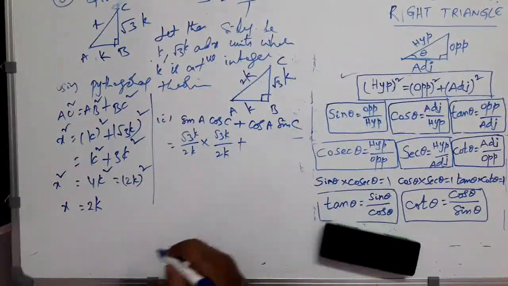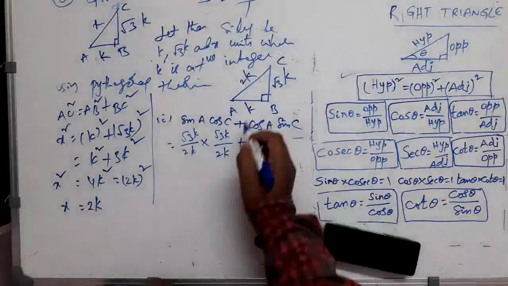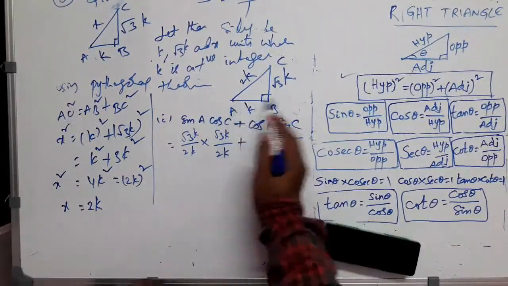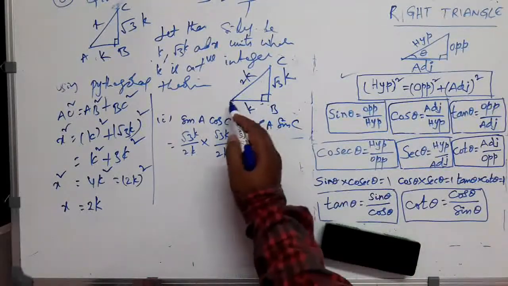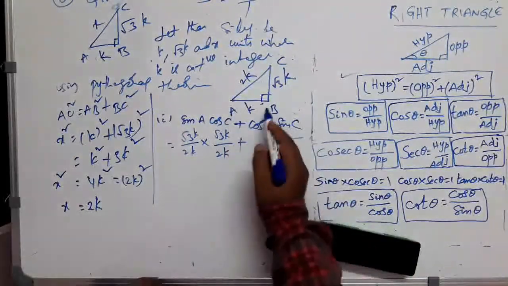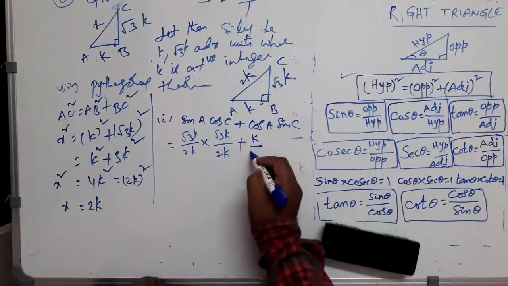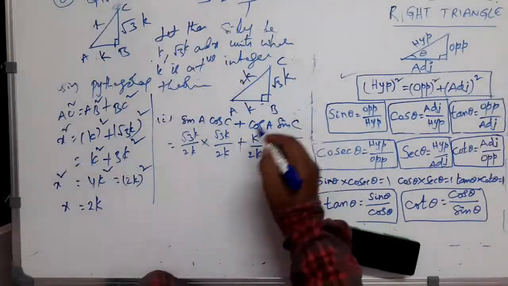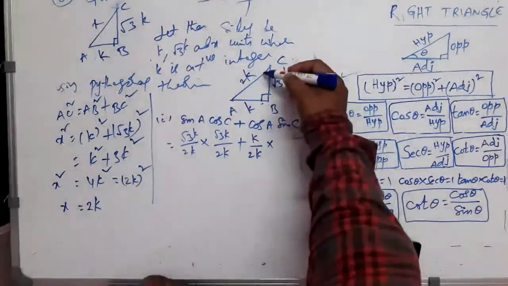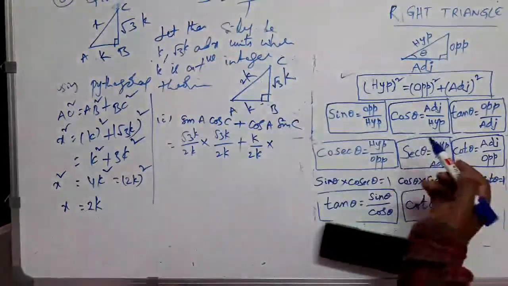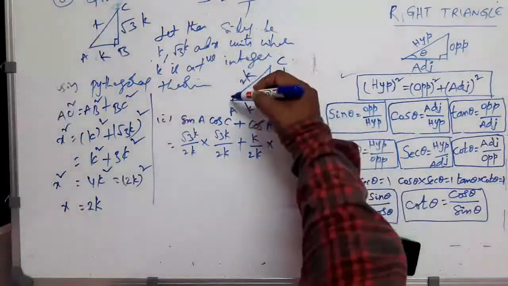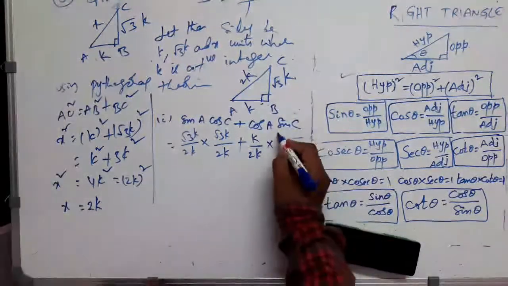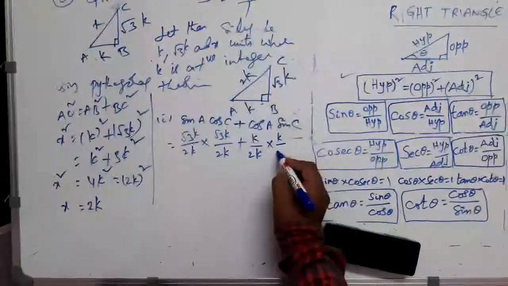Plus, in the same way, cos A. For this angle A, cos is adjacent side by hypotenuse. This is adjacent and this is hypotenuse. So, this is k divided by 2k multiplied by sin C. Sin C, for this angle C, is opposite side by hypotenuse. So this is the opposite side and this is the hypotenuse. So, k divided by 2k.